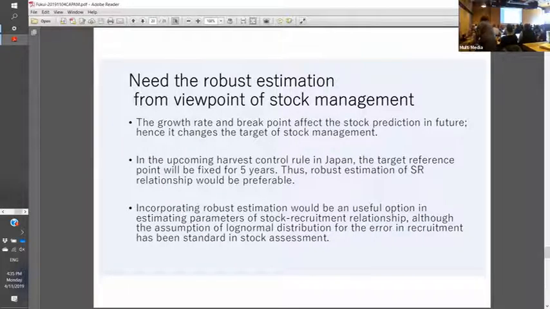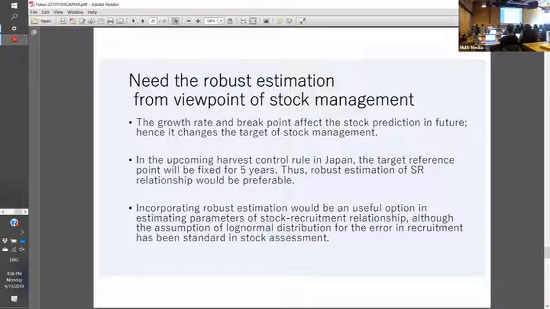Okay, we have a couple of minutes for questions. Yeah, Andre. I was wondering, if you're estimating the standard stock recruit relationship, what happens if you have a good recruitment? How does that feed into management? The problem with these methods is they sort of ignore the outliers, but the outliers can drive the population.